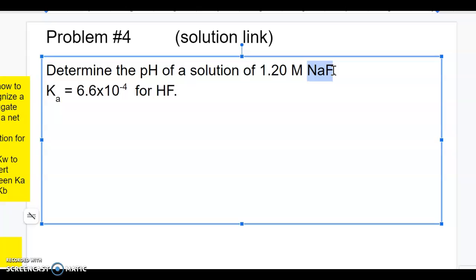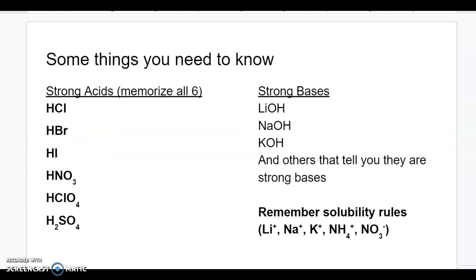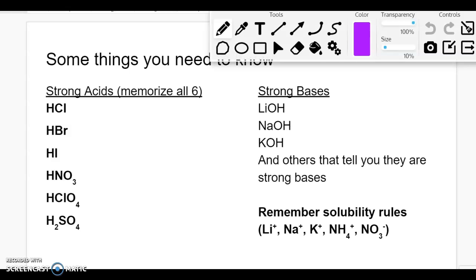So what's going on? Well, just like all our other problems, we start off by writing out a net ionic equation. But the other thing we need to consider is our solubility rules and see if it compares to any of our strong acids or bases. So we have this compound NaF. First of all, it contains Na, so it does follow a solubility rule. So it will completely dissociate in solution.